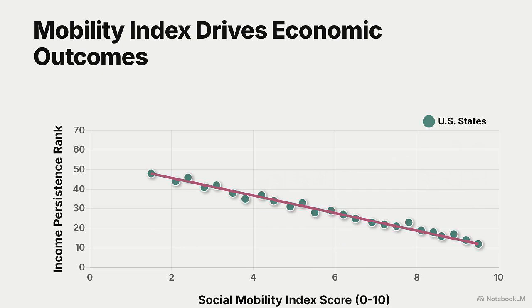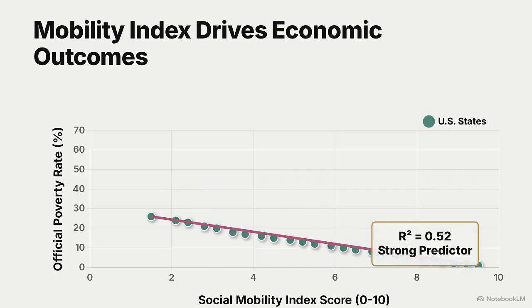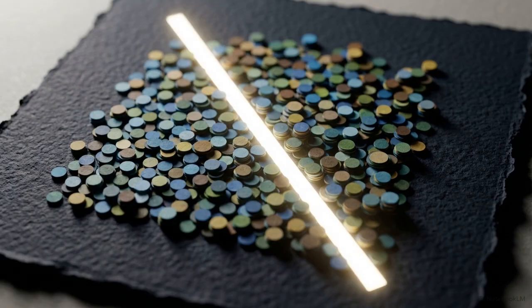Looking at relative mobility, the slope flips. High index scores correlate tightly with lower intergenerational income persistence, meaning parental wealth dictates child outcomes far less in these environments. Finally, this chart plots the index against the official census poverty rate. The data clusters tightly along a steep downward trajectory. The R-squared value on this plot is 0.52.